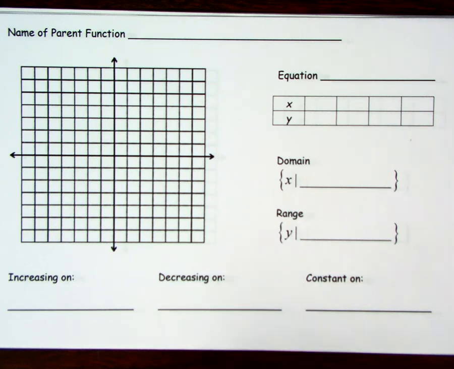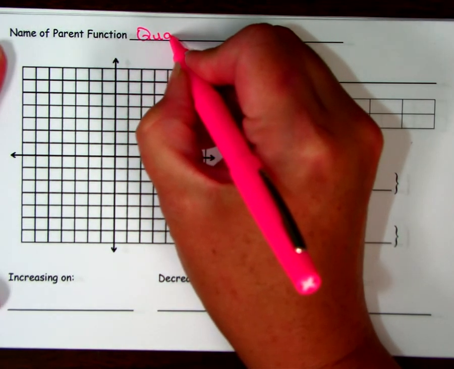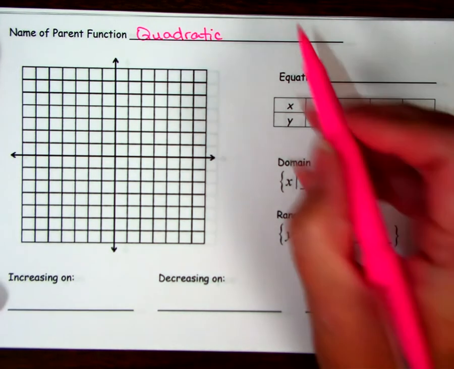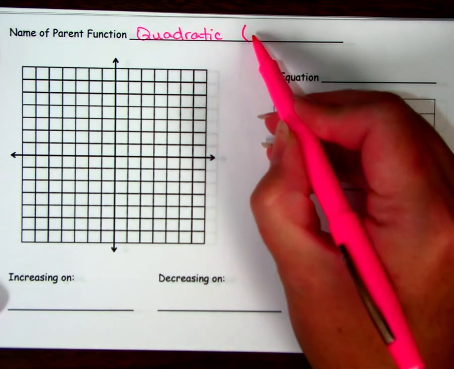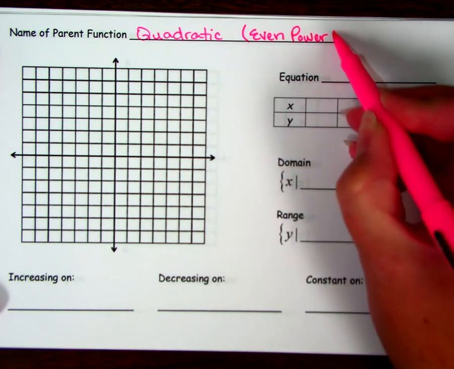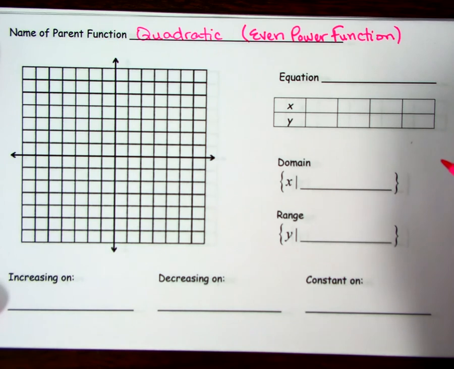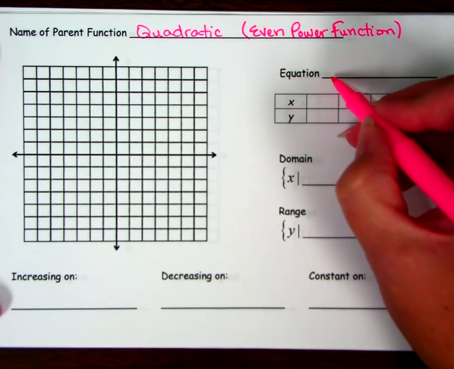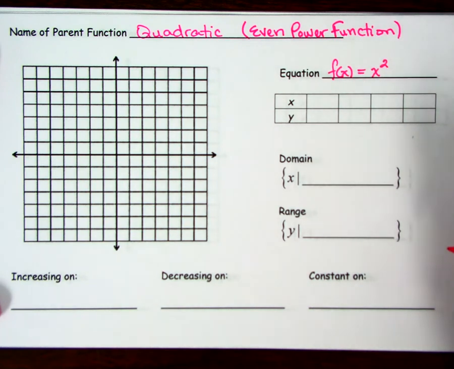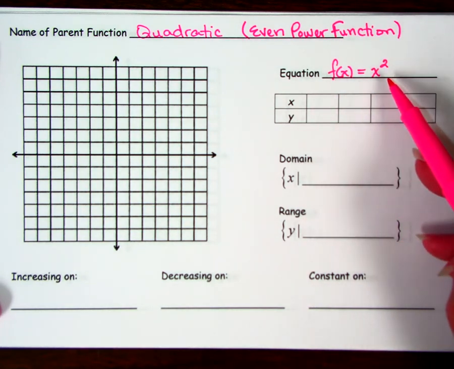This is the quadratic parent function. This is also sometimes called an even power function. The equation for the quadratic parent function is f of x is equal to x squared. F of x means y, so really this says y equals x squared.